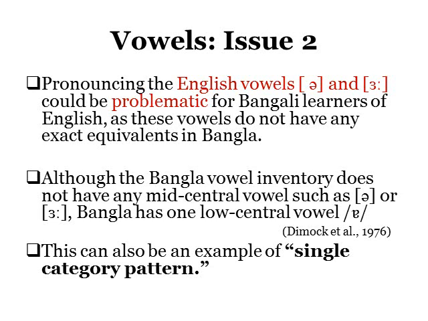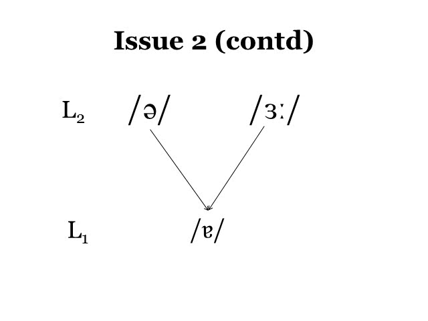Because Bangla doesn't have any mid-central vowel, but Bangla has only one low central vowel a. And this would also be an example of single category pattern. In this case, two contrasting L2 phonemes schwa and a are being mapped onto one L1 phoneme a. And as we discussed earlier, these sort of difficulties might be very difficult to overcome because in this case, two contrastive L2 phonemes are perceived as a single L1 phoneme.